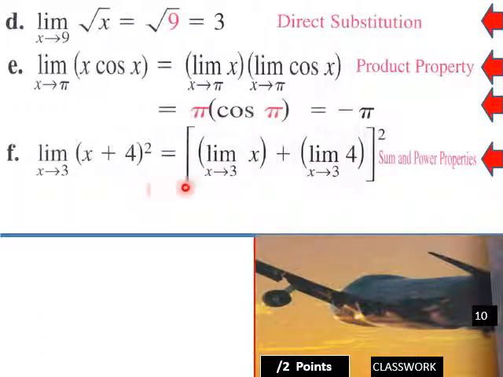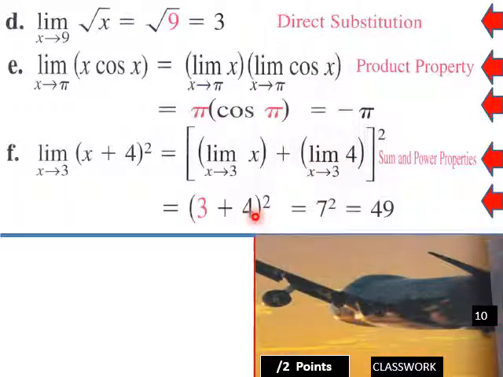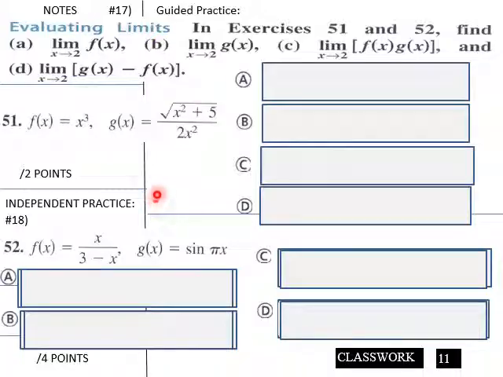And then here the sum and power properties. The limit as x approaches 3 for the quantity x plus 4 squared would equal the limit of x as x approaches 3 plus the limit as x approaches 3 of 4. And then we can just add those values, and that quantity will be squared. It'll be 3 plus 4 squared, it'll be 7 squared, it would equal 49.